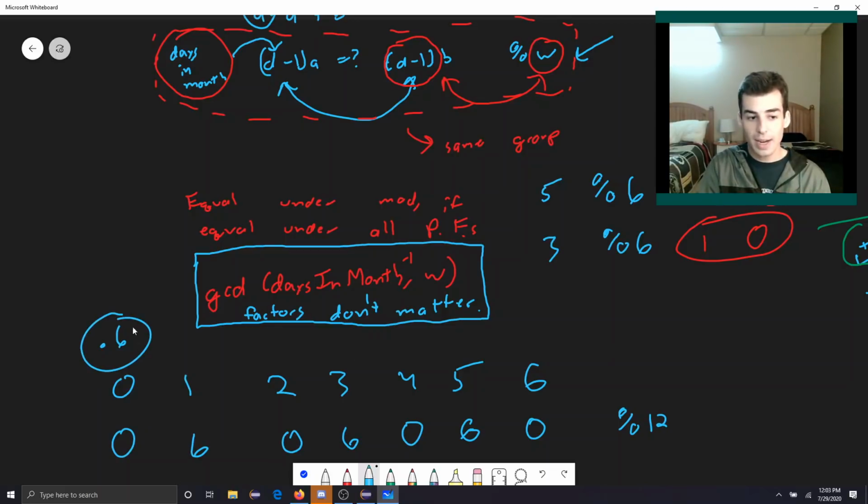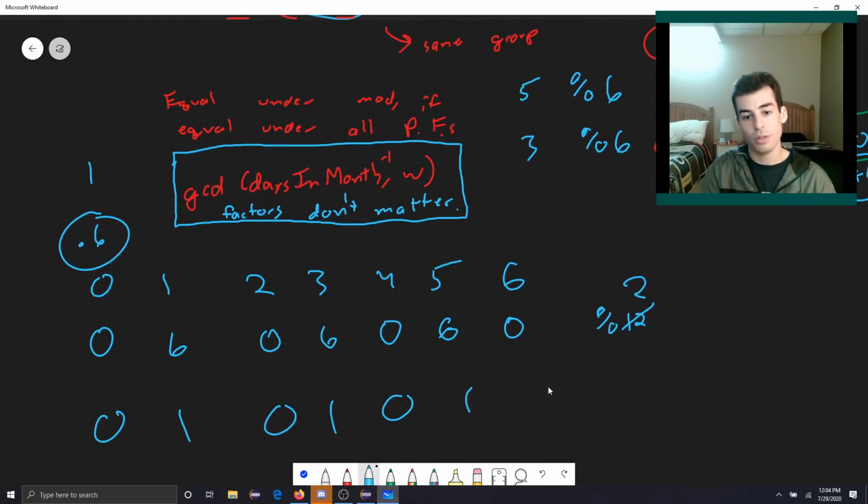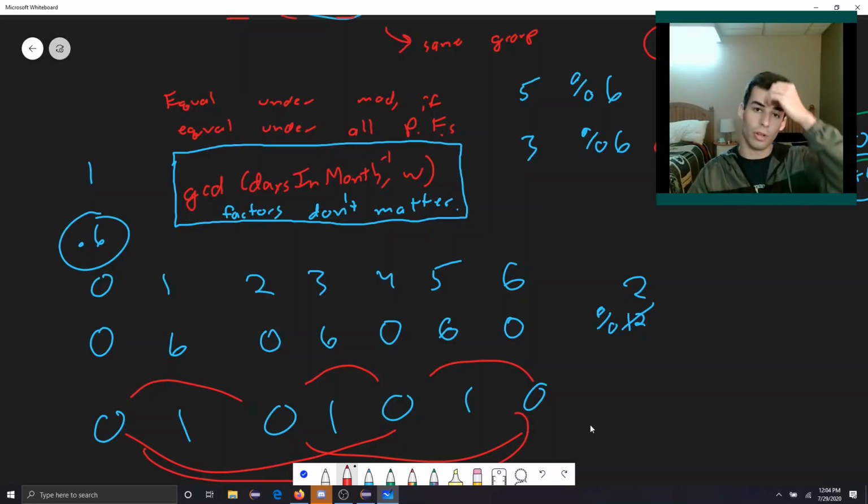So we can divide out 6 from both of these, and now we have a 1 here and a 2 here. And that's the same as if we do all of this mod 2, we have 0, 1, 0, 1, 0, 1, 0. So all of these zeros will be in the same group. Basically, they'll all be equal to each other. We're counting how many pairs there are, so it's just the number of zeros to choose 2. That'll account for all the pairs.